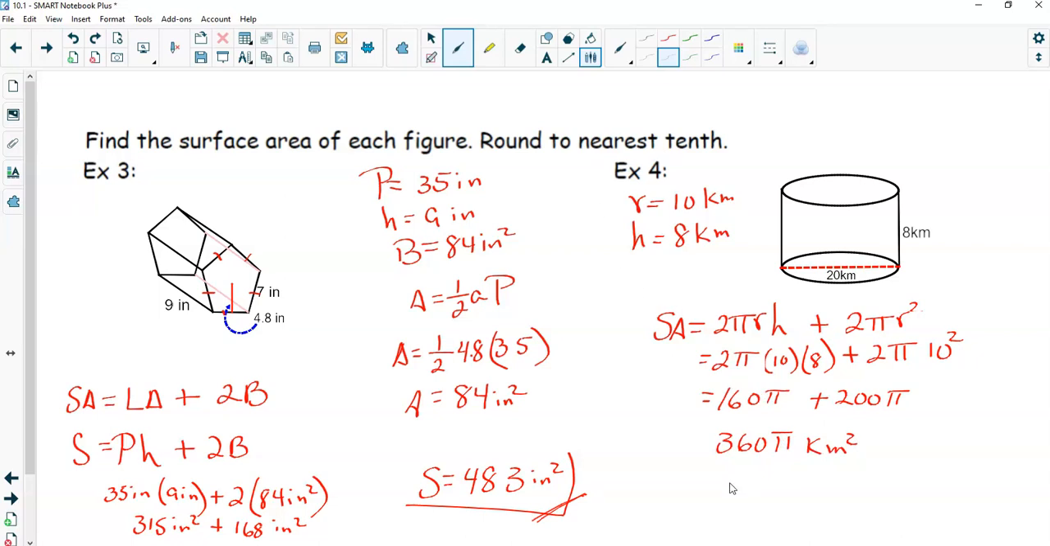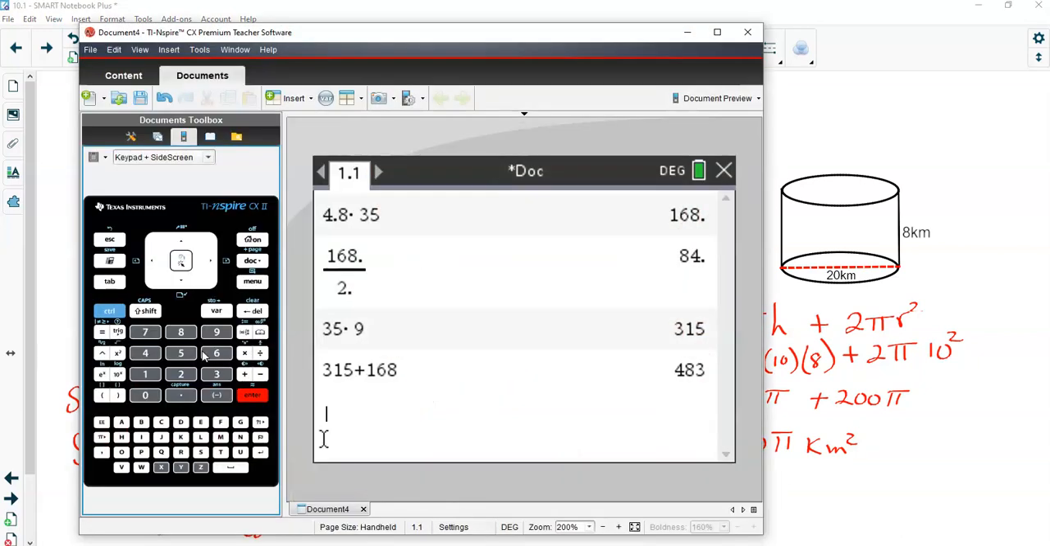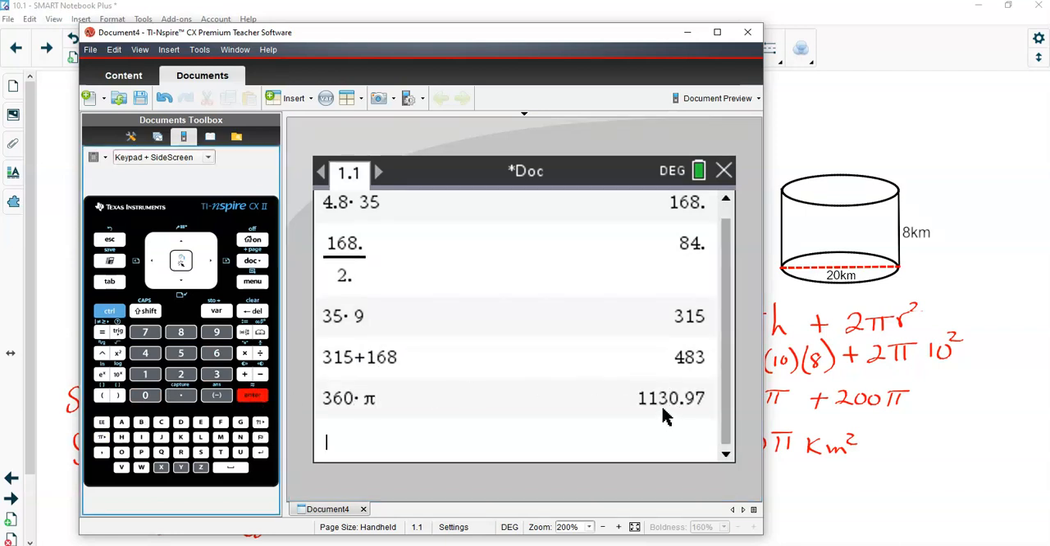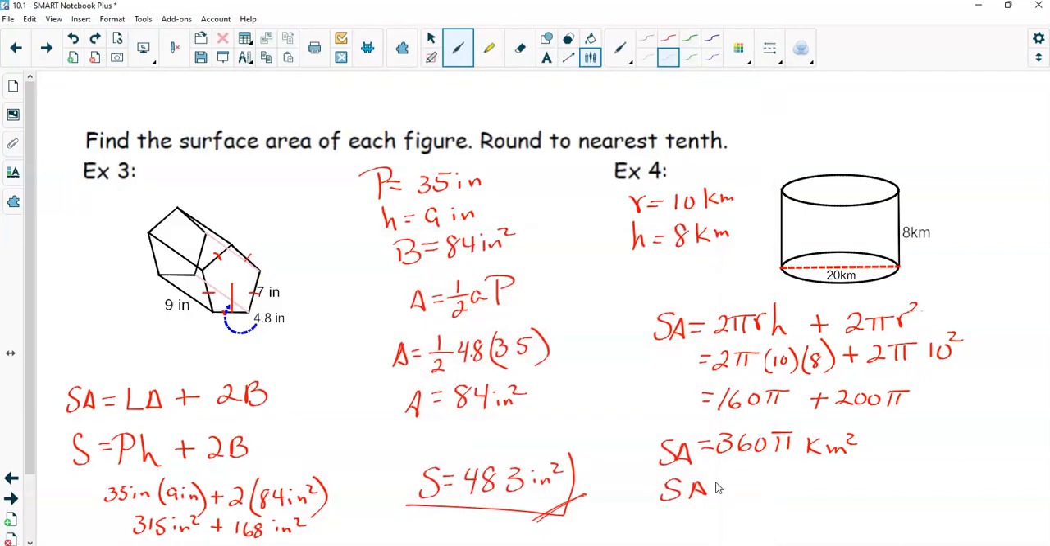However, it says round to the nearest tenth. So I'm going to take that and put it in the calculator. 360 pi equals approximately 1,130. I'm supposed to round to the nearest tenth, but if I round it, it goes up 1, so it's 1,131. So this is approximately 1,131 square kilometers, rounding to the nearest tenth. Okay, so there you have it.